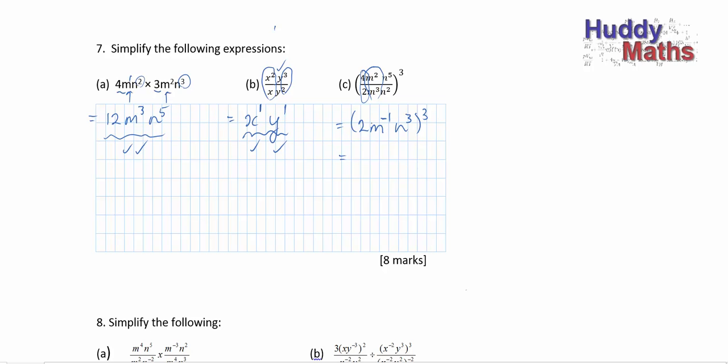Okay, let's do it all now. 2 has to be raised to the 3 is 8. M to the neg 1 all to the 3, M to the neg 3, n cubed to the 3, n to the 9. Okay, so we're going to give 2, I'll just rub this out because it's not a mark yet. So here 2 for the inside bracket, and then 2 for the answer. 1 off for any error, giving a total of 8 marks.